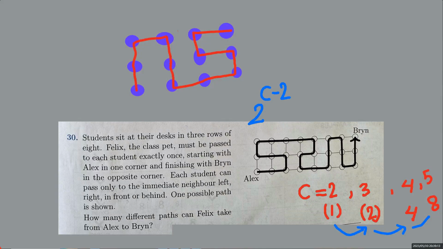Now the question is giving us 8 columns. So it would be 2 to the power of 8 minus 2, 6. So the answer will be 64 ways. Drawing the 64 ways is impossible, but if you start from simple, and try to build the pattern, you can answer the question.